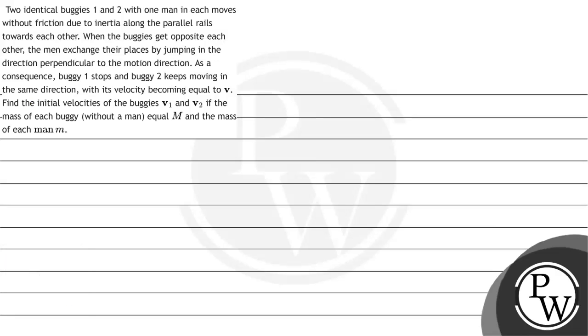So the question says, two identical buggies 1 and 2 with one man in each move without friction due to inertia along the parallel rails towards each other. When the buggies get opposite each other, the men exchange their places by jumping in the direction perpendicular to the motion direction. As a consequence, buggy 1 stops and buggy 2 keeps moving in the same direction with its velocity becoming equal to v. Find the initial velocities of the buggies v1 and v2 if the mass of each buggy without a man equals capital M and the mass of each man is small m.